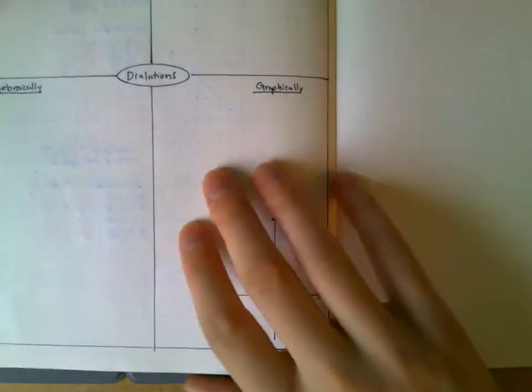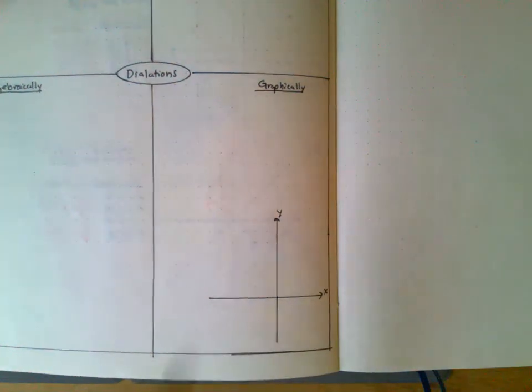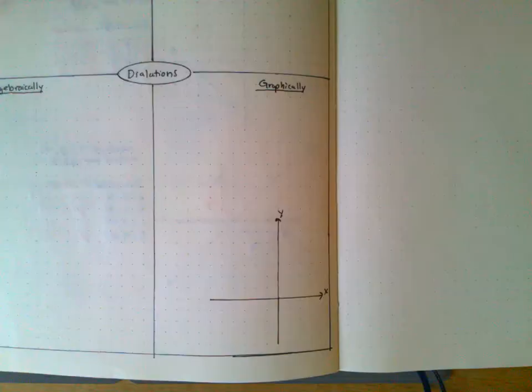All right, guys, we're on to the last one, dilations, and then the last one up is compositions, but in terms of the big four, this is the last one. So let's get started. When we talk about dilations, we're talking about things getting bigger or smaller.